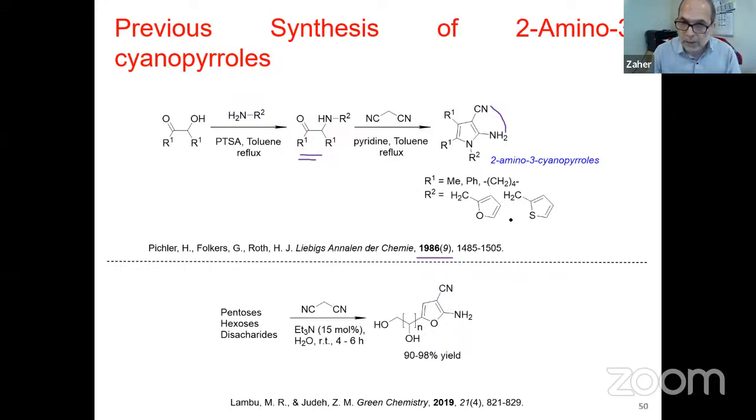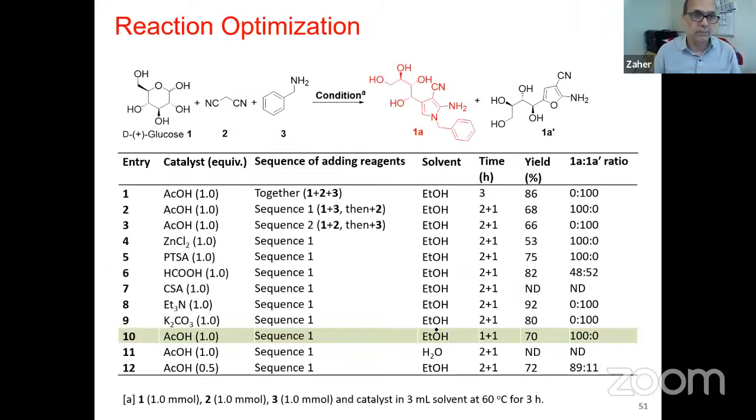Okay. This chemistry too is not new to us. If you remember, I spoke to you in the beginning about formation of pyrroles. In pyrroles, what we did, we took carbohydrates, malonitrile, and then we obtained this type of pyrrole. So this is something that we have experience in. All we need is to translate our chemistry not to form furans, but to form pyrrole. This is how we did this type of chemistry. So we took the carbohydrate, we took the malonitrile, and we took the amine, and we are able to obtain this product.